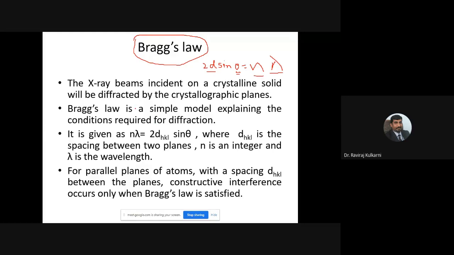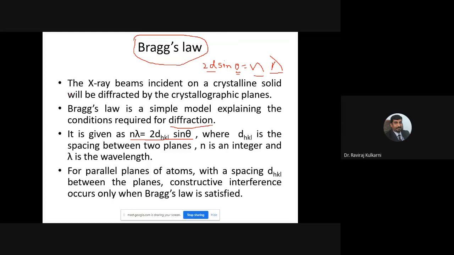Bragg's law is a simple model explaining the conditions required for diffraction. It is given by n lambda is equal to 2d sin theta. What does it tell us? For all angles theta which satisfy this equation, which we call Bragg's equation, it forms interference.